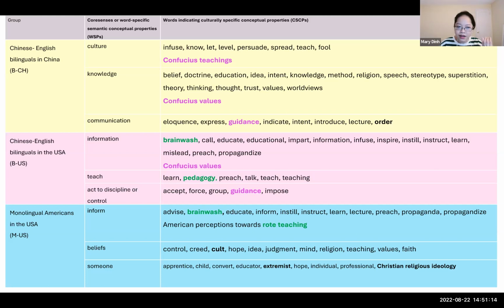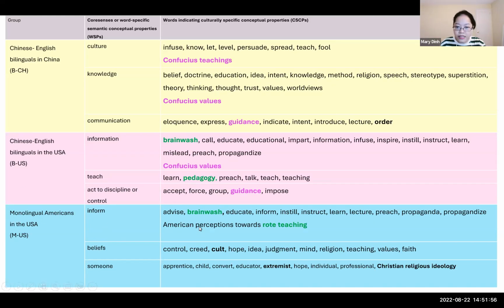However, you will see that again, they think like the bilingual in the United States, right? The bilingual in the United States also think that there's a way to teach knowledge, to inform, but they start to deviate from the bilingual in China. They start to think that indoctrinate can also have a sense of control, of brainwash. So in some contexts, this concept can also have the sense of brainwashing, and that concept is negative, right?